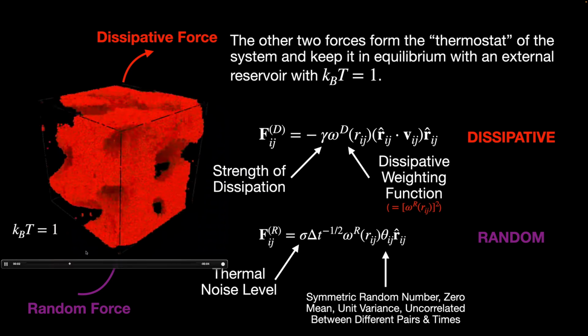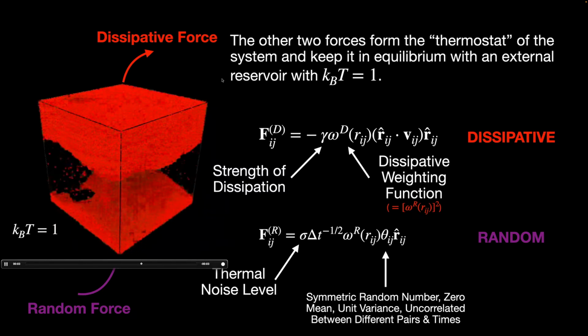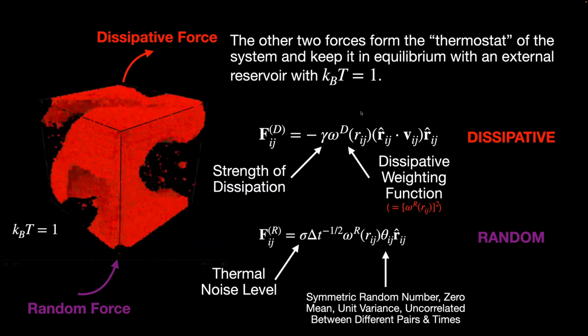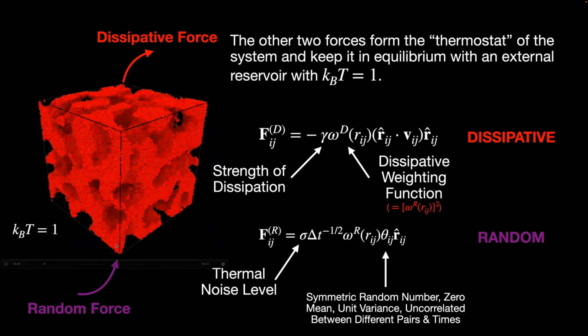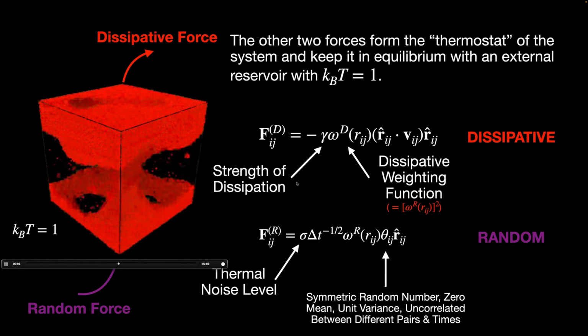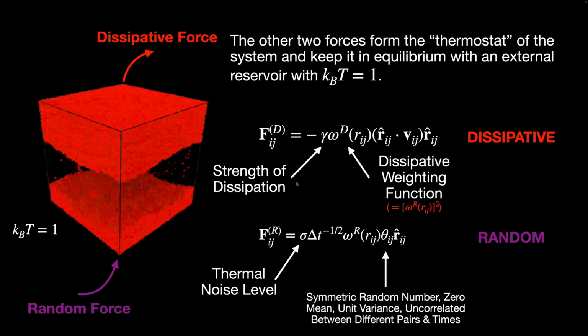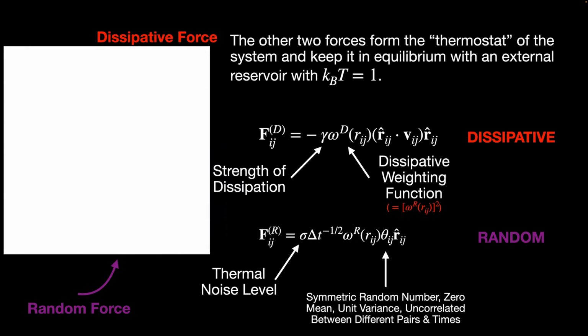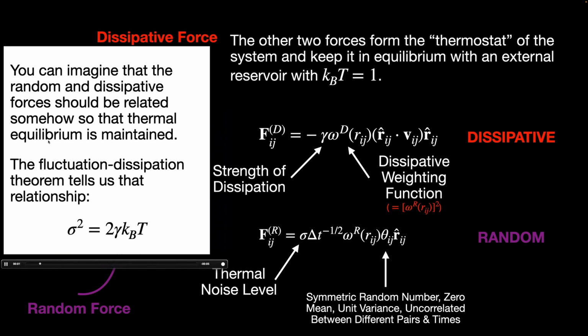And so you might think if we're adding energy to the system in terms of the random force and removing energy from the system with the dissipative force, that these forces should be related to each other somehow on average so that we maintain thermal equilibrium, right? So that we maintain kBT is equal to 1 or whatever we decide to set it to. And so you would be correct if you thought that, right? So they are related. And the relation comes from the fluctuation dissipation theorem. And what we get is that sigma squared should be 2 gamma times kBT, right? So if we know what our thermal noise level is, we can compute what gamma should be. And that's what we do in practice.